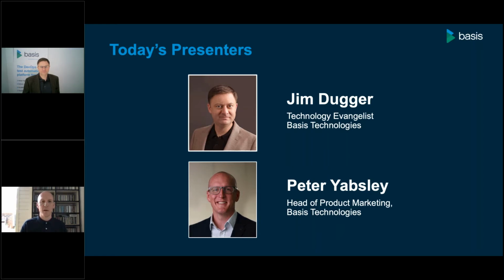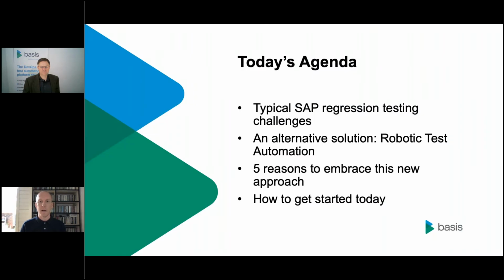So let's take a quick look at what we are going to cover at a very high level. We're going to talk very briefly about some of the challenges around SAP testing and regression testing in particular, and then we're going to look at this alternative solution at a very high level of robotic test automation. I'm not going to get into too much detail today. What we're going to focus on in the second part of the webinar is some reasons why this new approach could be effective for your team when it comes to regression testing and how you can get going with that if you're interested.